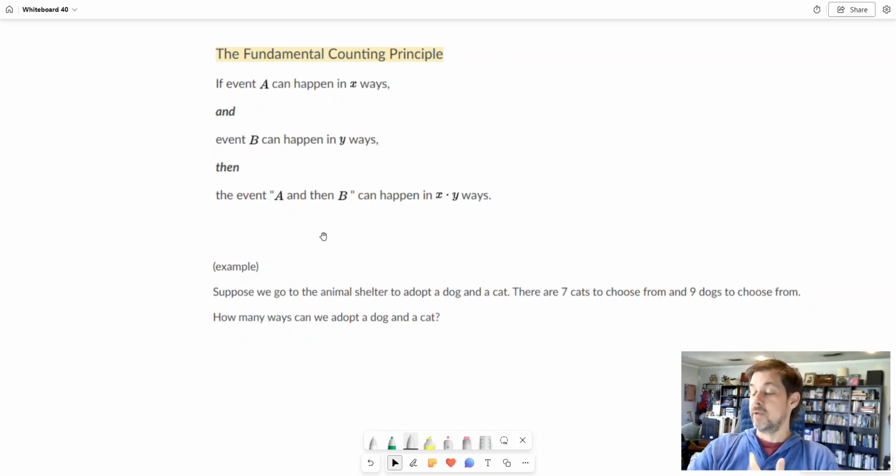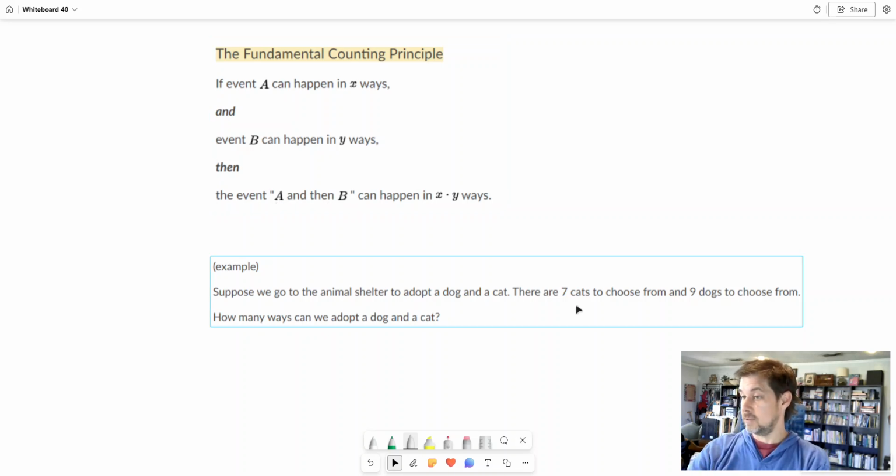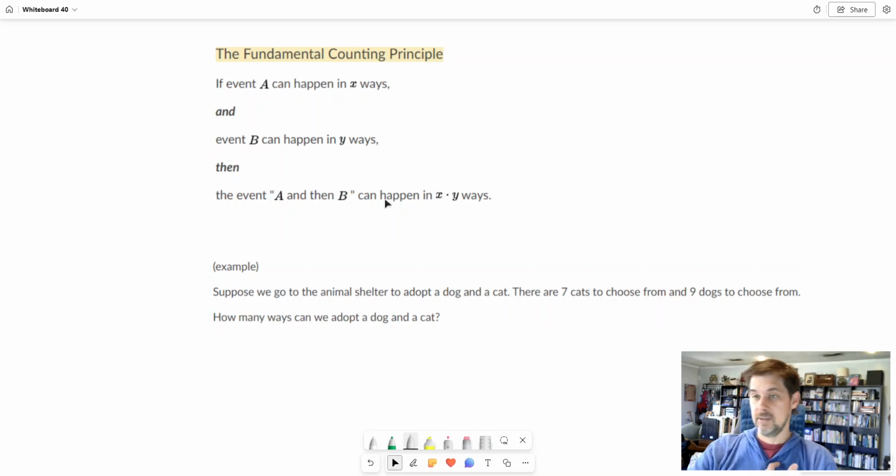Let's talk about how it works out. The way we normally state the fundamental counting principle in general terms is: if event A can happen in X ways and event B can happen in Y ways, then the event where A happens and then B happens, such as choose a cat and then choose a dog, can happen in X times Y ways. X times Y ways. Let's use that to answer this question.